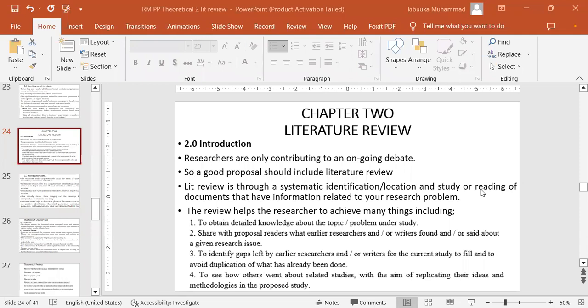I will add another step on that step when we reach the conceptual review. I was just giving you the detailed breakdown of the definition of literature review. Why we say a systematic identification, location, and study or reading of the documents that have information related to your research problem. Because during the process of reading, we shall reach there and see, but that is what we call literature review.